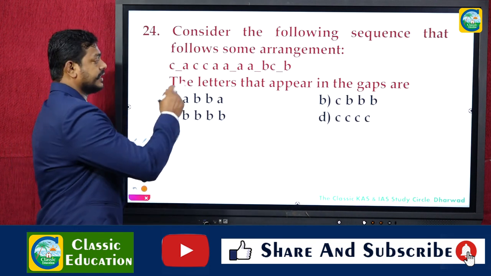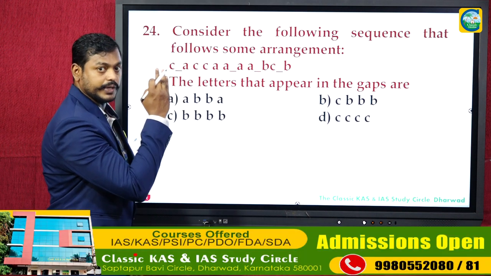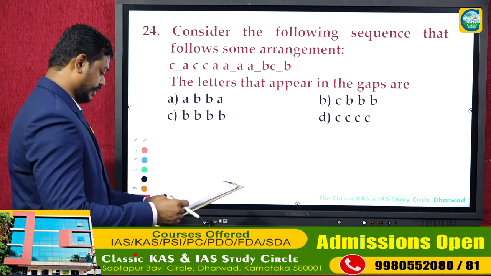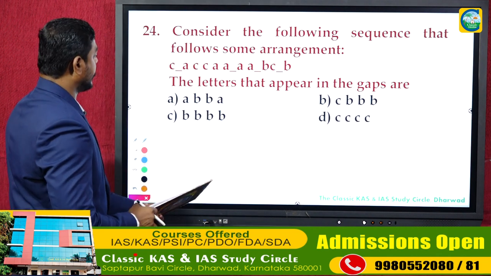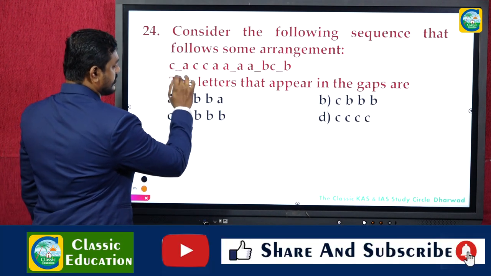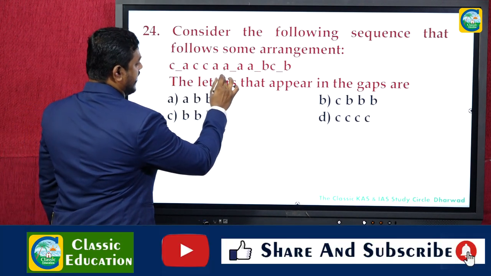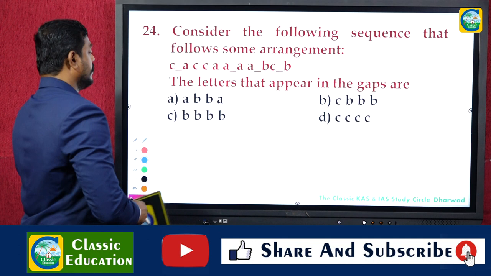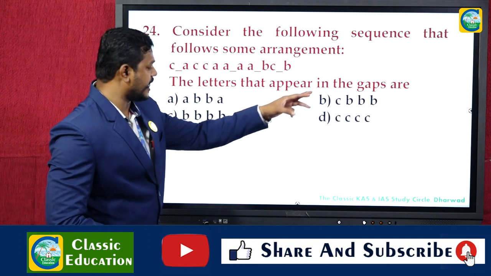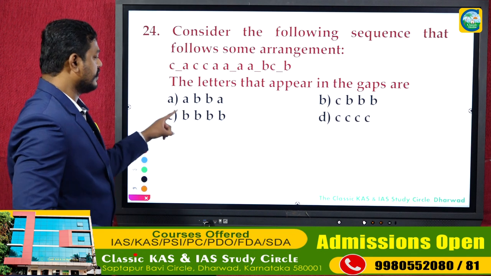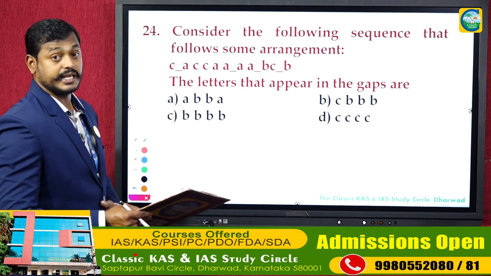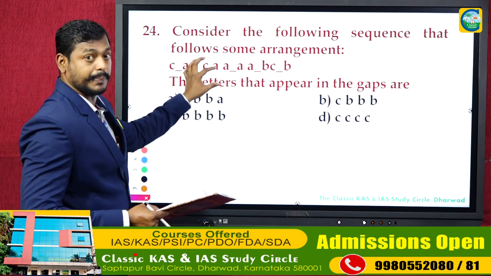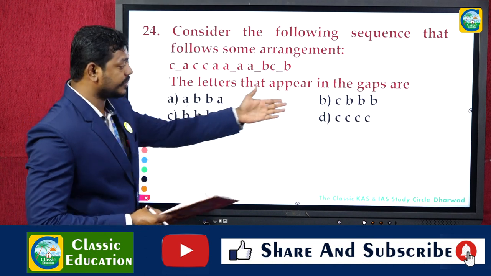How do we have to find out? There are groups, and we have to find the particular groups. For example, the groups might be 3-3 or 4-4. Let me check the first question. C, then a question mark meaning a gap, A, C, C, then A, again a gap, A, gap, B, C, gap. The letters that appear in the gaps, they give 4 options. We check the options to find the exact one. First we check this one; if it matches the group, then it is correct. If not matching, go for the next one.